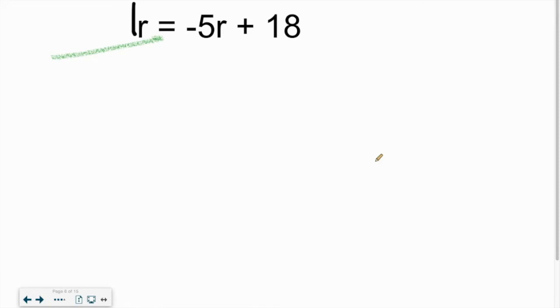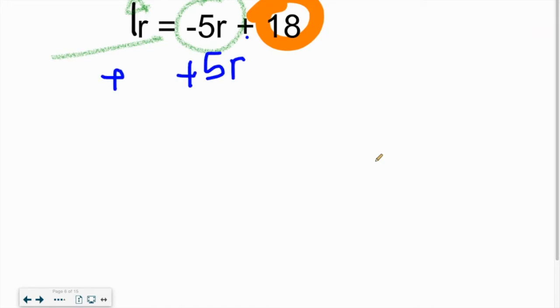Then from there, is there any subtraction? Nope. So looking on that side, it only has a variable. And this side over here on the right has a variable and that constant 18. Thus, I'm going to focus here. I'm going to leave that constant alone. I'm going to leave the 18 alone. And I'm going to move the negative 5r. I'm going to get rid of it. In order to get rid of adding a negative 5r, add a positive 5r to both sides of the equal sign. That gives you 6r equals 18.